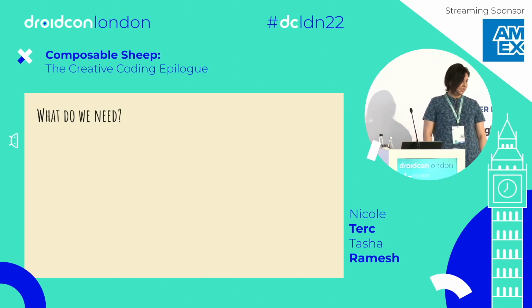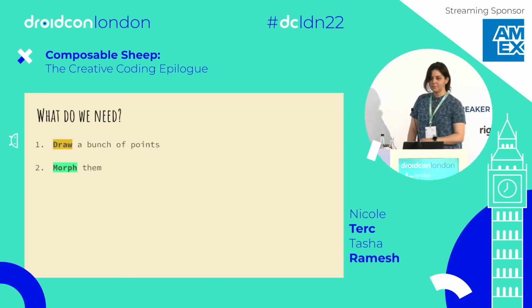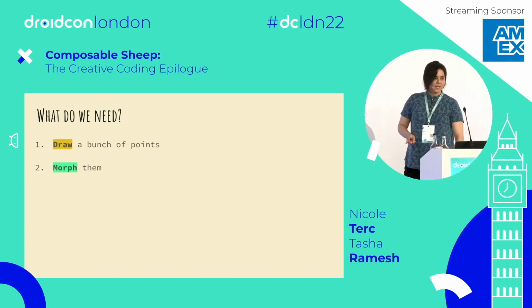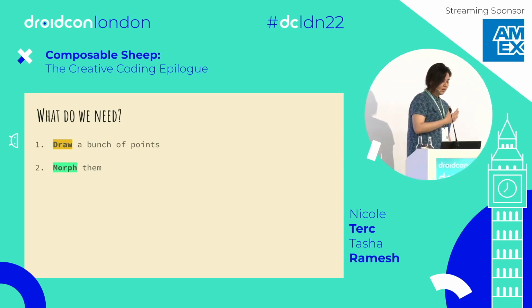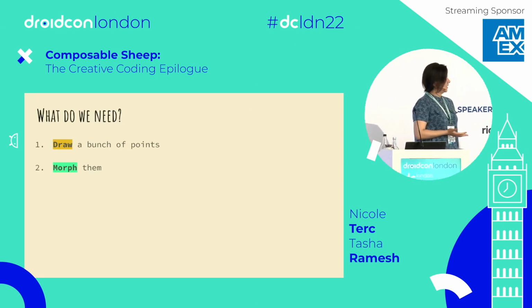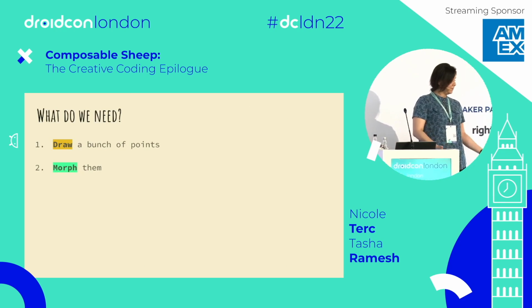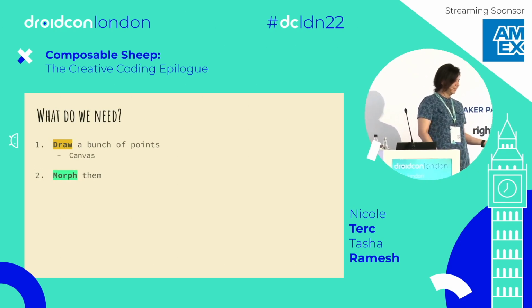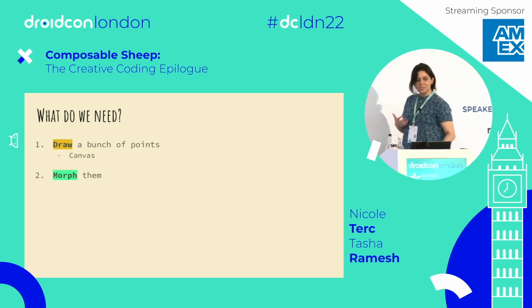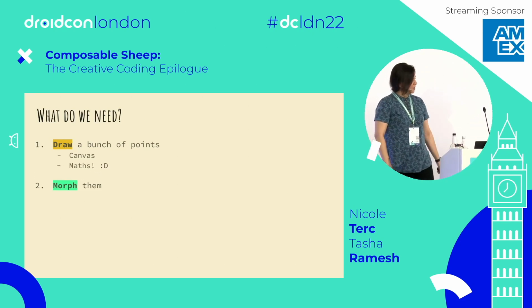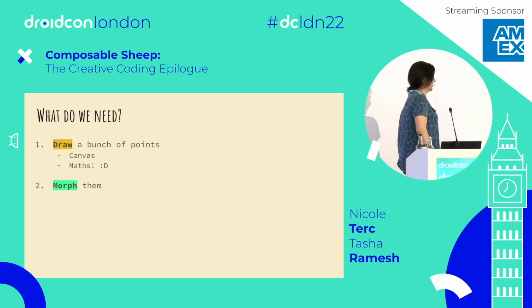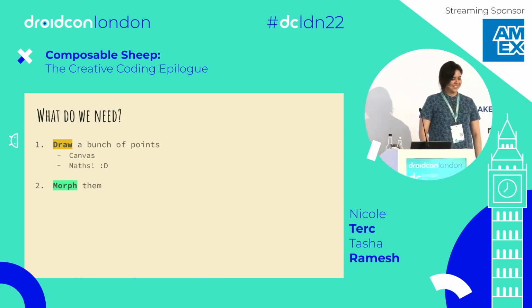So what do we need? Following our process, we only have 2 steps, right? We need to draw a bunch of points, and then we need to modify them. When we think of drawing, of course, the first thing you're going to think that we're going to use in the Android framework is canvas. But since we're going to be doing something interesting here, not only drawing squares and circles, we need to know a bit of maths. Don't worry, we'll be easy.